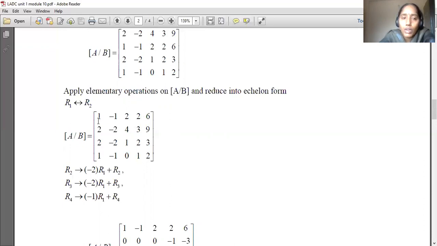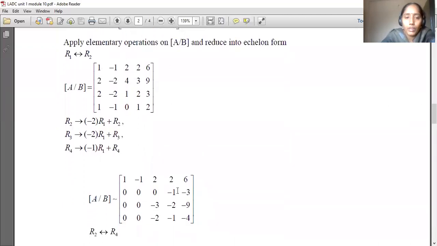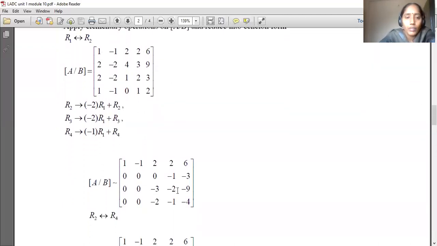So this is 1, here also 1. So 1 minus 1. I am not applying the transformation on a single element, I am applying it on the entire row. That's why R4 minus R1. Next, by applying these elementary transformations, it becomes like this.